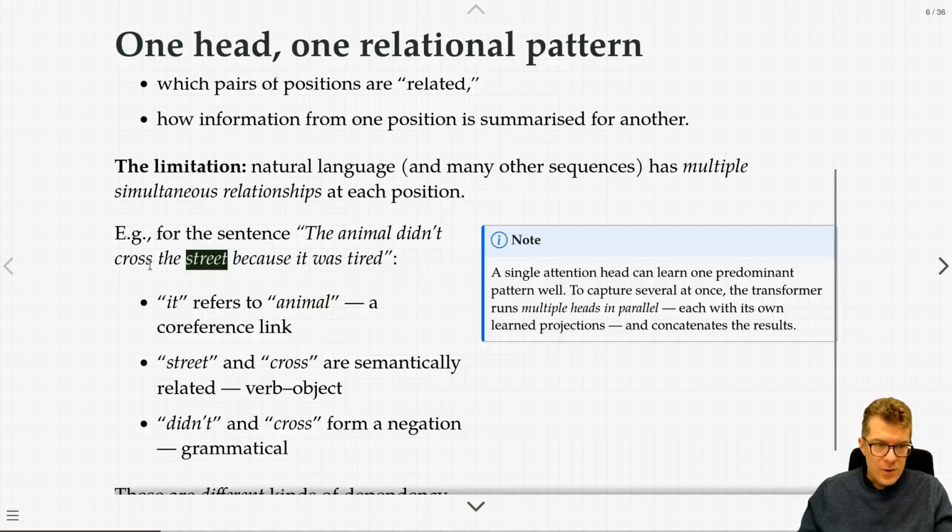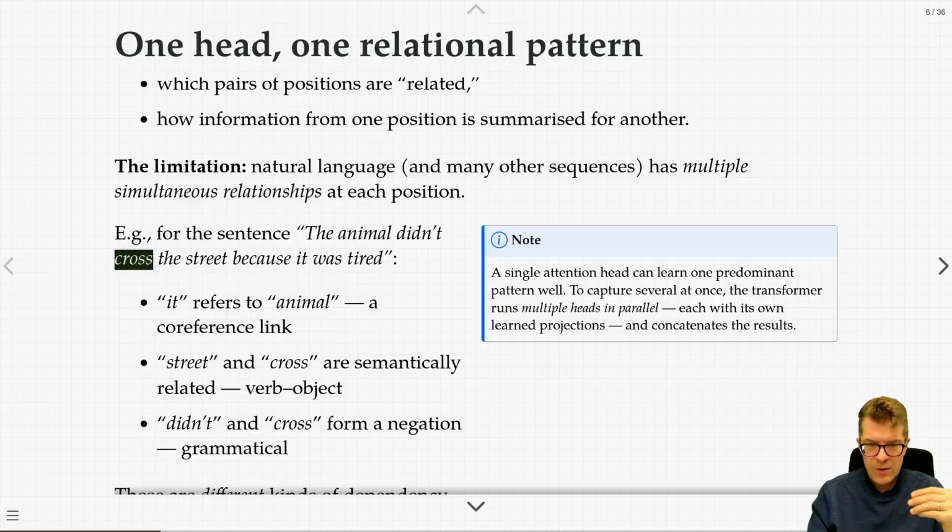Street and cross are also related. There's a verb, and the verb takes an object, in this case the street. So we have to cross something. What is it that we cross? The thing that we cross is the street. They're semantically related. So when looking at the word "street," we want to refer it to the word "cross" and vice versa. And this is a slightly different kind of attention. Now we're not trying to link entities together that mean the exact same thing in the sentence. We're talking about how these different words relate to each other syntactically. This is the verb, this is its object, or maybe this is the verb, this is its subject.